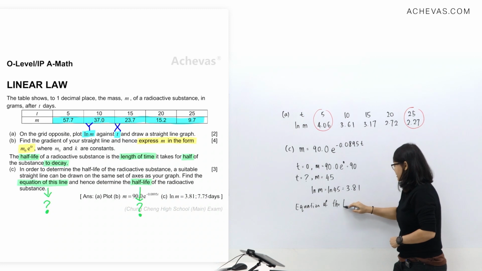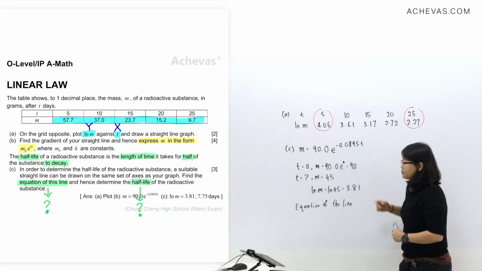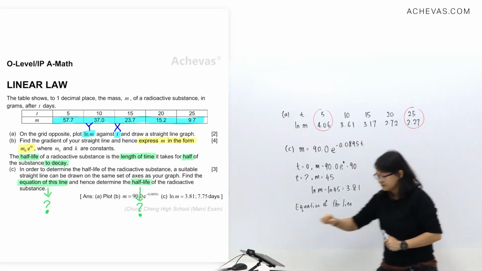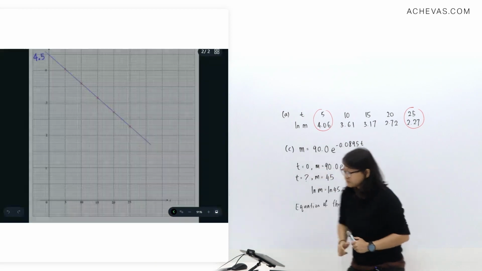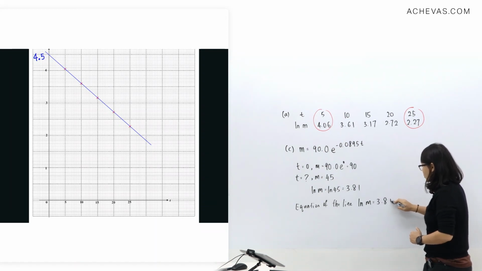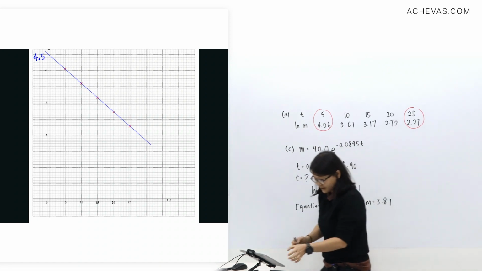let me tell you about this one here. Do not label y equals to 3.81. Label follow the graph. So the graph label, let me just go to the graph now, is ln m. So what we're going to add is ln m equals 3.81. I'm going to add it to the graph and show you now.